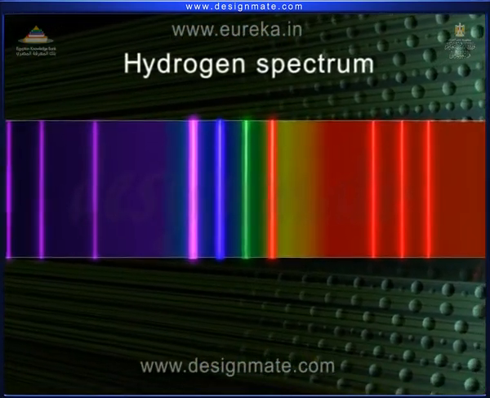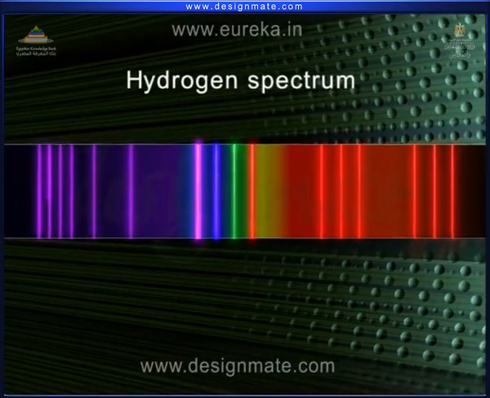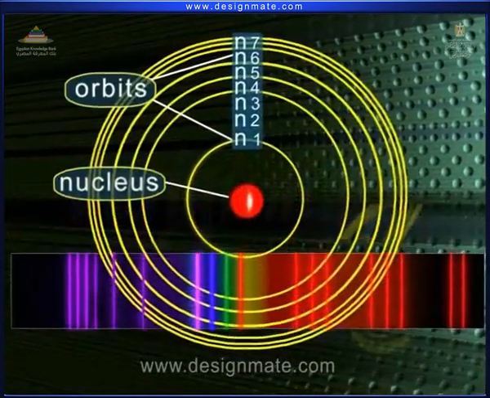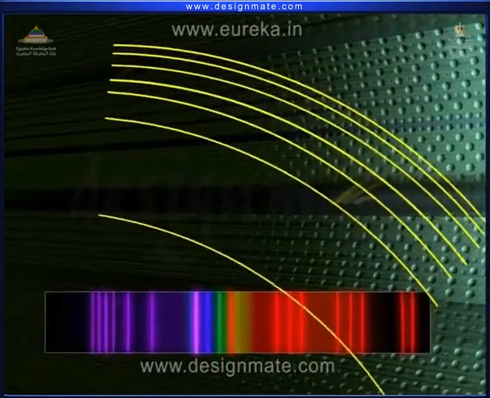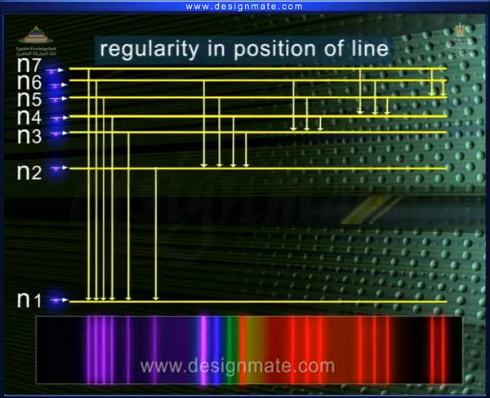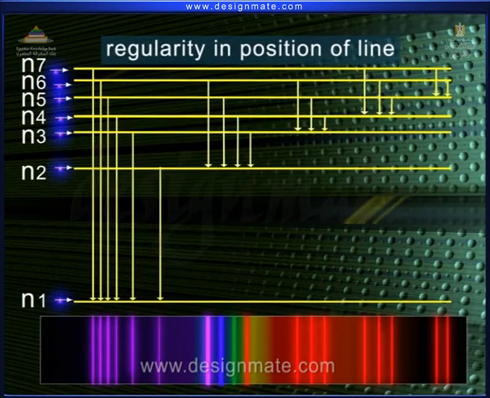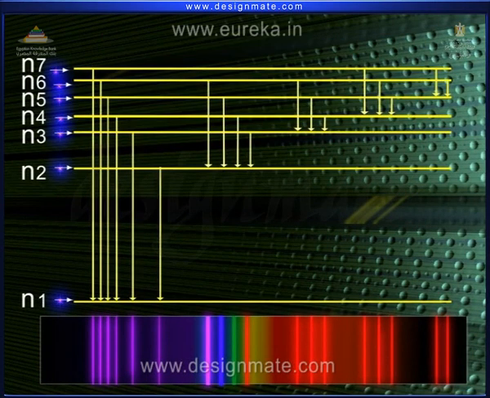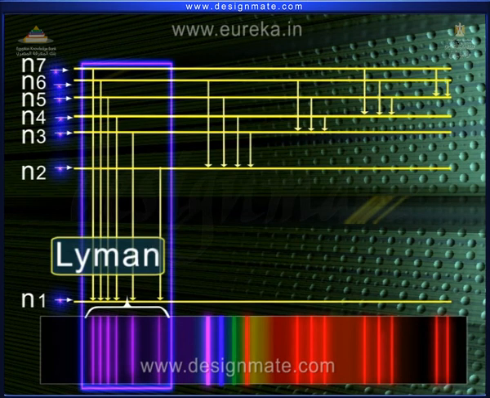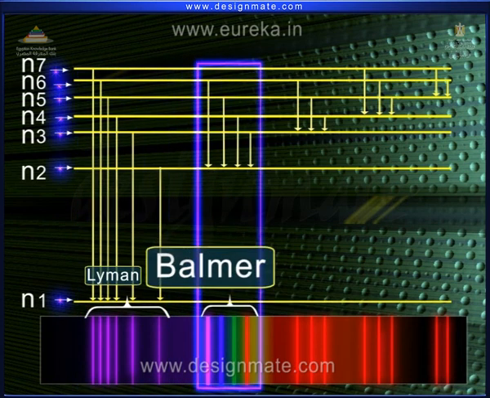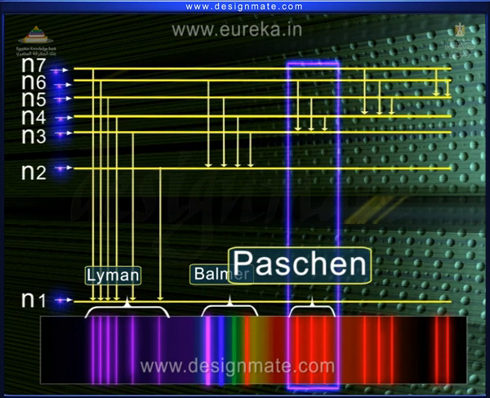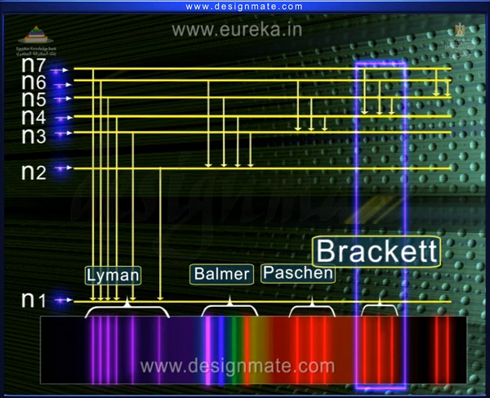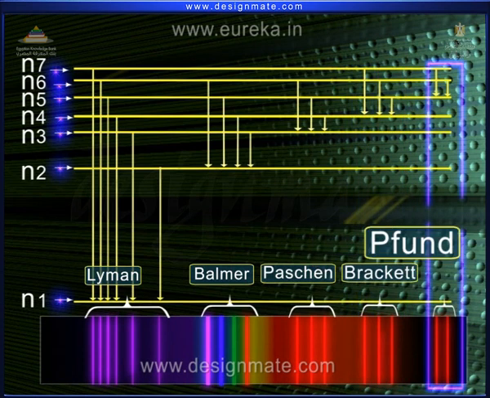The hydrogen spectrum appears complex at first sight. But the regularity and position of the lines in different series has been proved. They are known as Lyman, Balmer, Paschen, Brackett, and Pfund series.